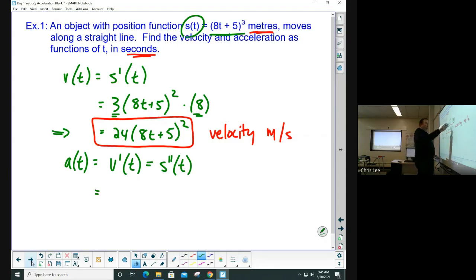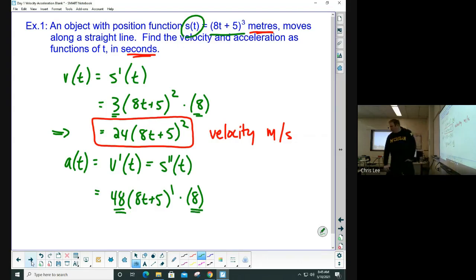I'll bring the 2 down out front, but this time it gets multiplied by the coefficient that's there, leaving the inside alone. And so the inside is 8t plus 5, times the derivative of the inside, which again, this time, is 8. Tidying it up by seeing a 48 times an 8, which is 384.